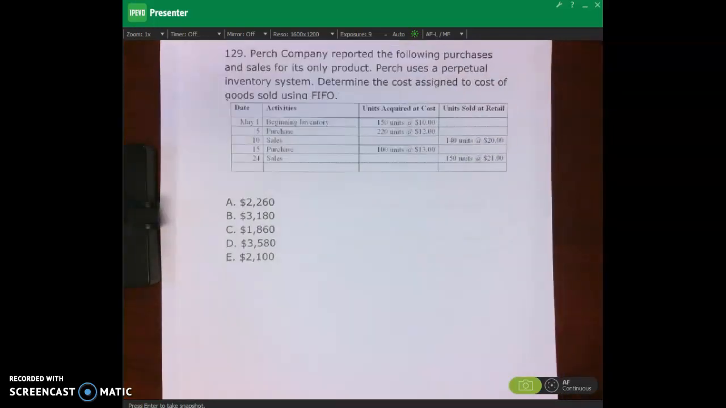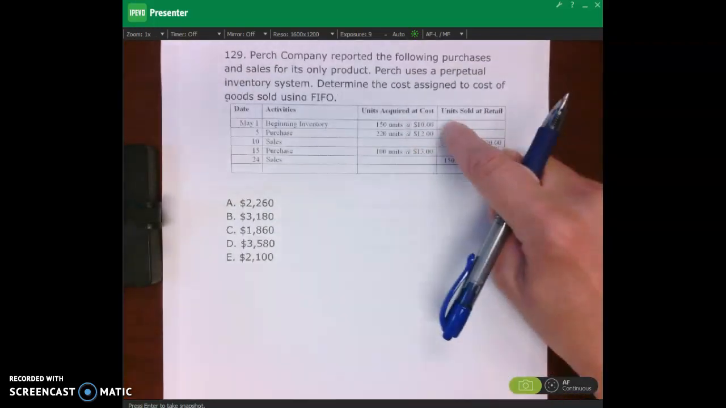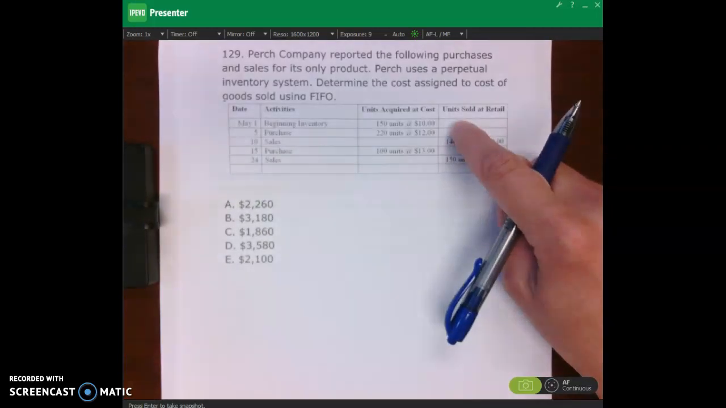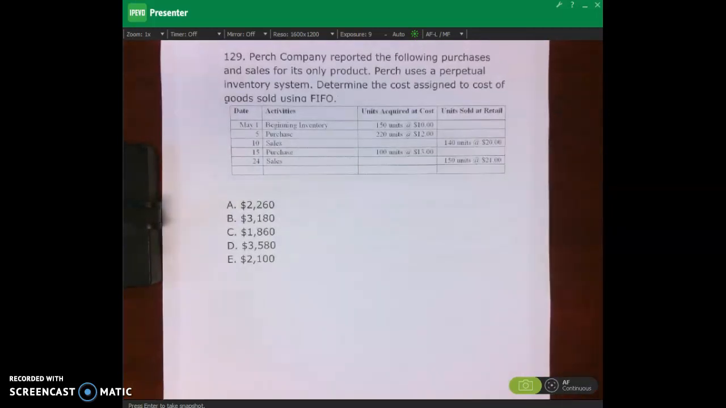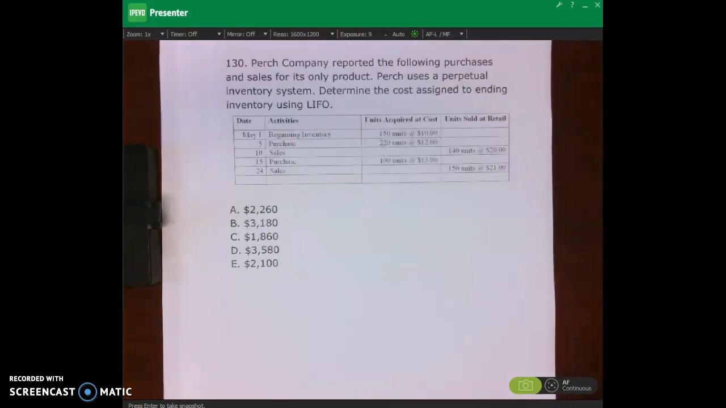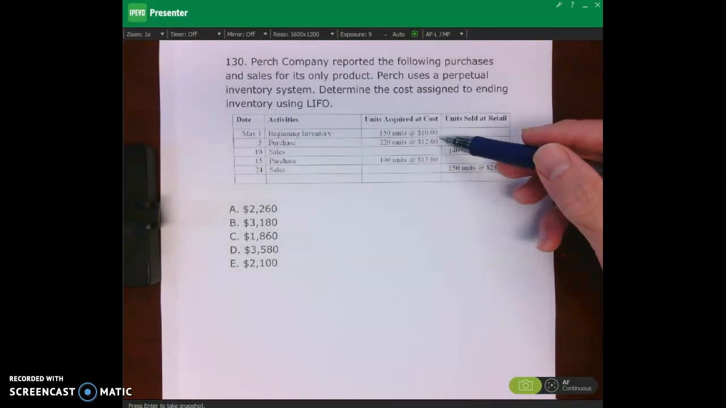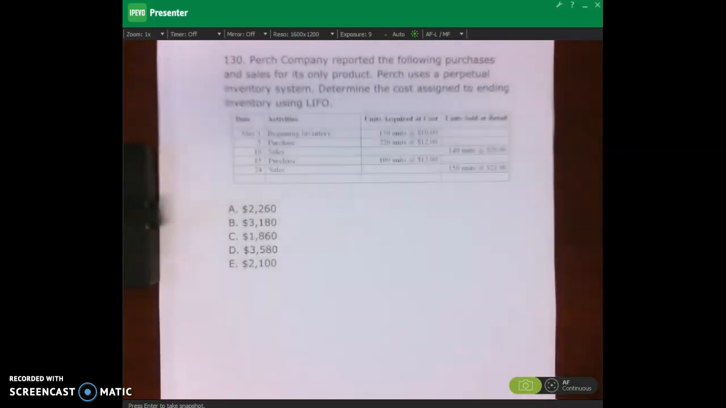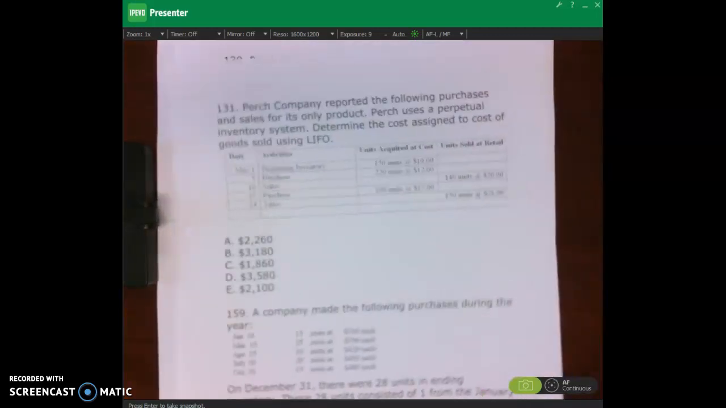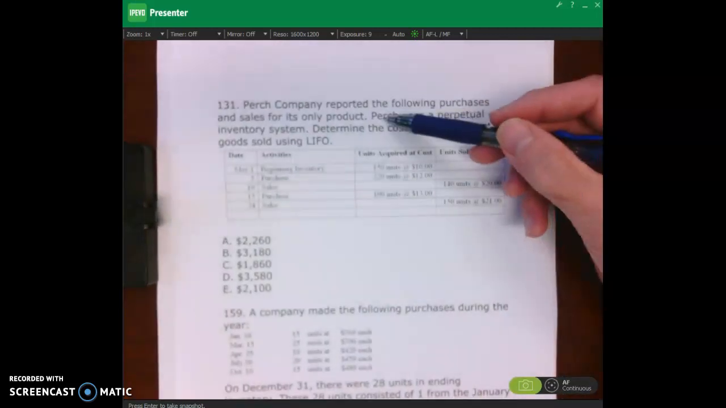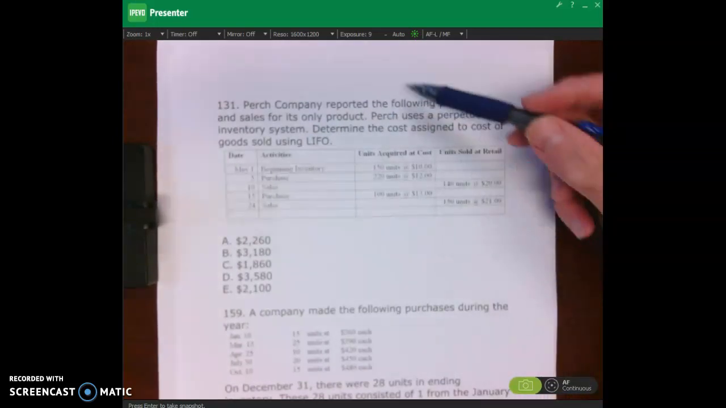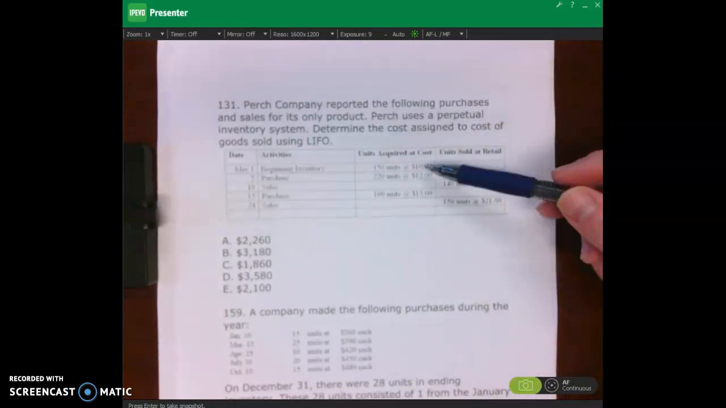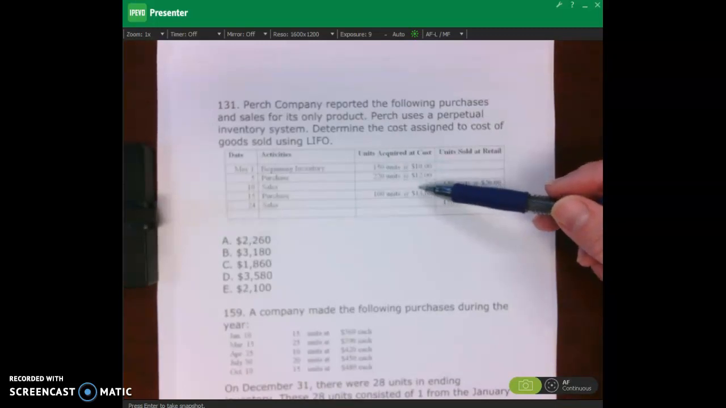On 129 here on page 133, it's the exact same table, same company, purchase company, but we're saying what's the cost of goods sold using FIFO. On number 130 on page 134, it's the exact same table, same company, but cost assigned to ending inventory using LIFO. And then on page 135, this number 131, purchase company again, same exact table. Okay, same exact purchases and beginning inventory, all right?